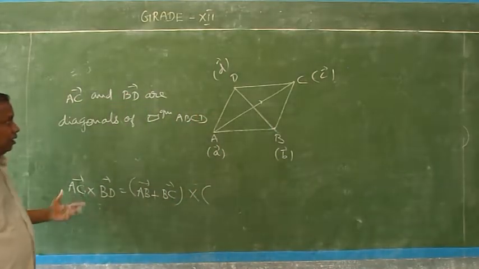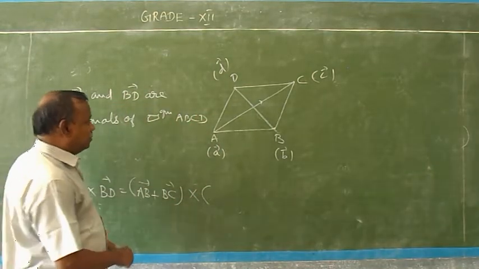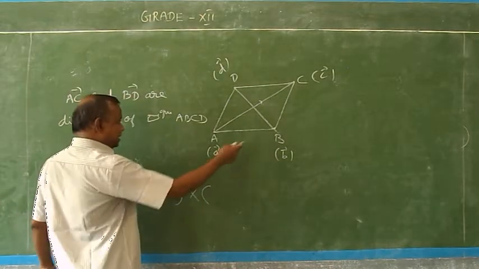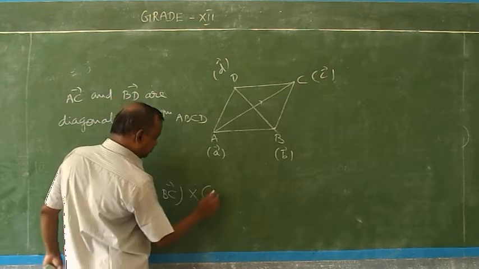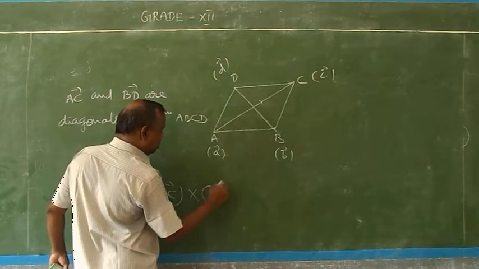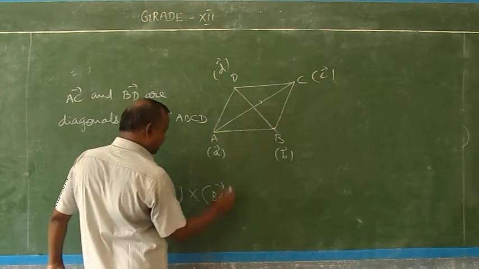AC is given. Let me take BD. So BD vector is BA vector plus AD vector. BD vector equals BA plus AD.